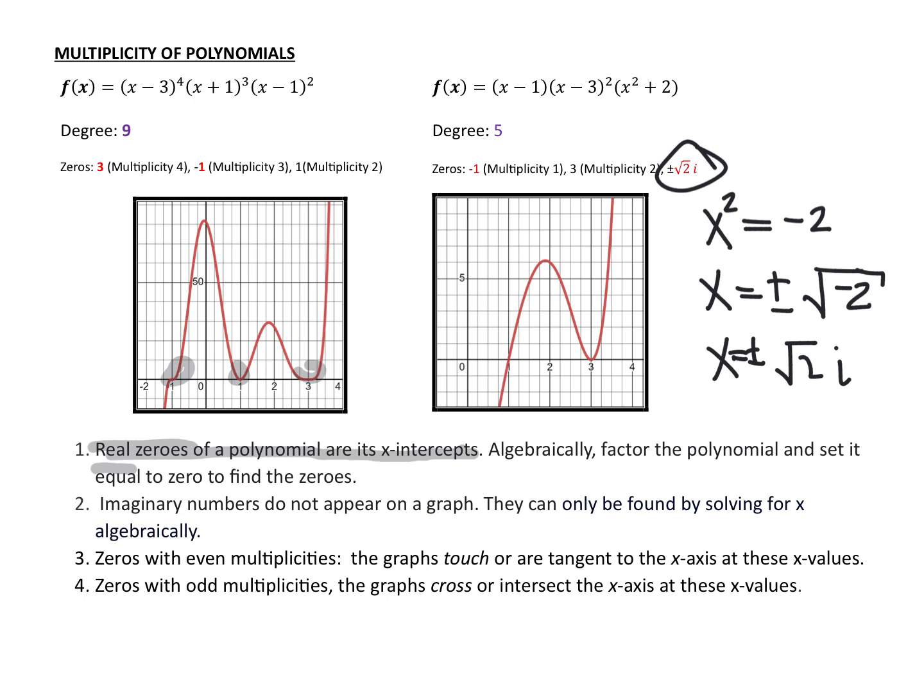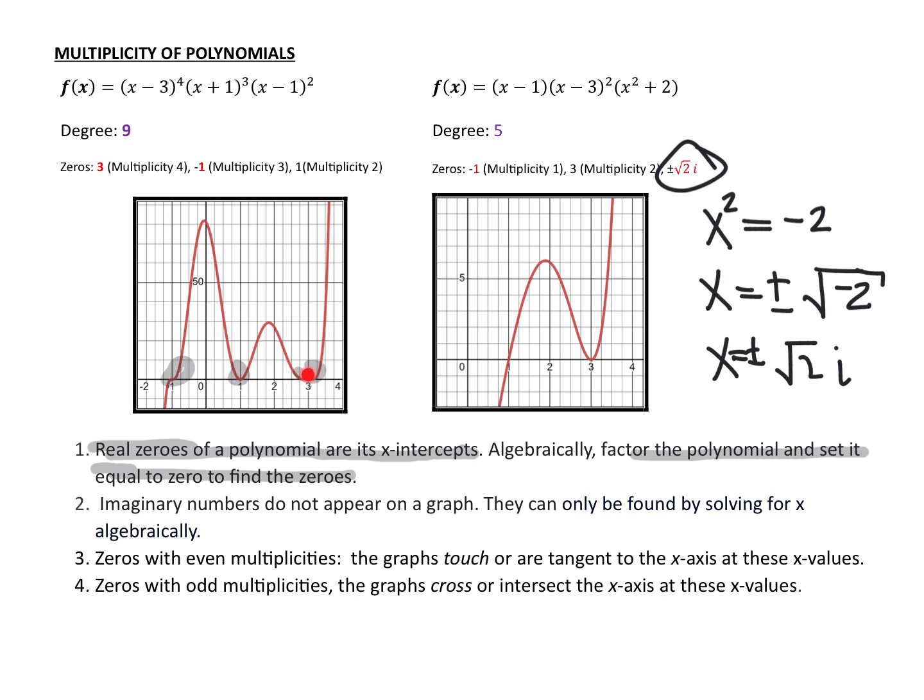Algebraically factor the polynomial and set it equal to 0 to find the zeros. Okay, the next one. Imaginary numbers do not appear on the graph. The only way you can find them is by solving for x algebraically, just like I did here, to get those roots. Zeros with even multiplicities, what happens? The graph touches or is tangent to the x-axis at these values, and I see it here.